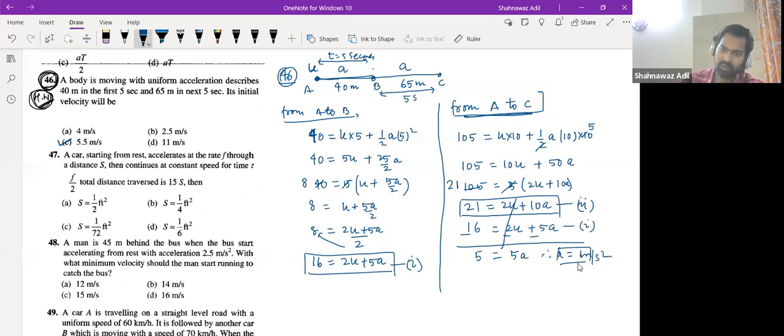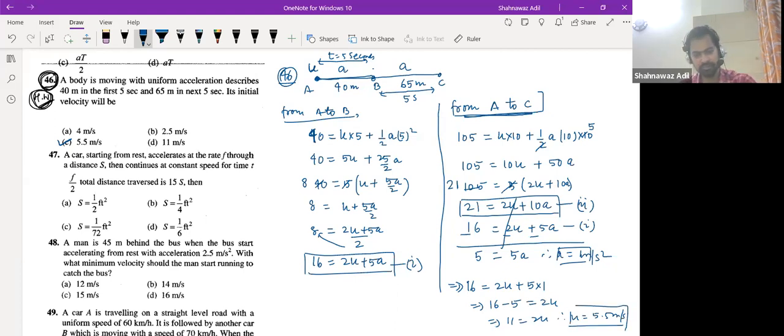Right. Now let us put the value in one of the equations. So let's say in this equation, we have 16 equal to 2u plus 5 into 1, which is 5. So this is 16 minus 5 equal to 2u. So 11 equal to 2u, which means u equal to 5.5 meter per second. Okay, is this clear? Yes, sir.